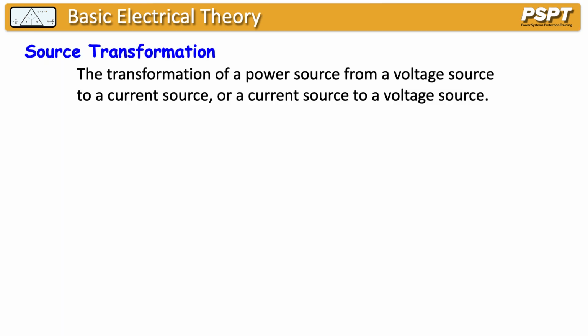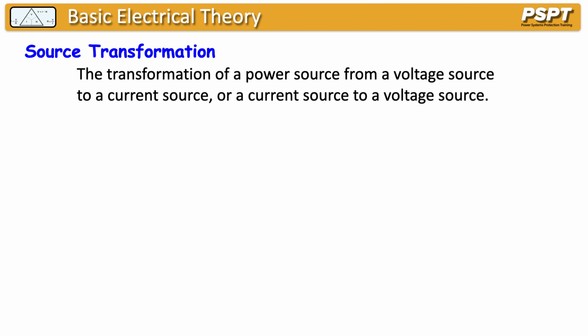In this video we are going to look at source transformation. By source transformation, we mean the transformation of a power source from a voltage source to a current source, or from a current source to a voltage source. Sometimes this becomes a matter of convenience or a matter of simplifying further calculations downstream. Regardless of why we want to do it, we can do it. We can do it on paper as long as we know how to convert one to the other.